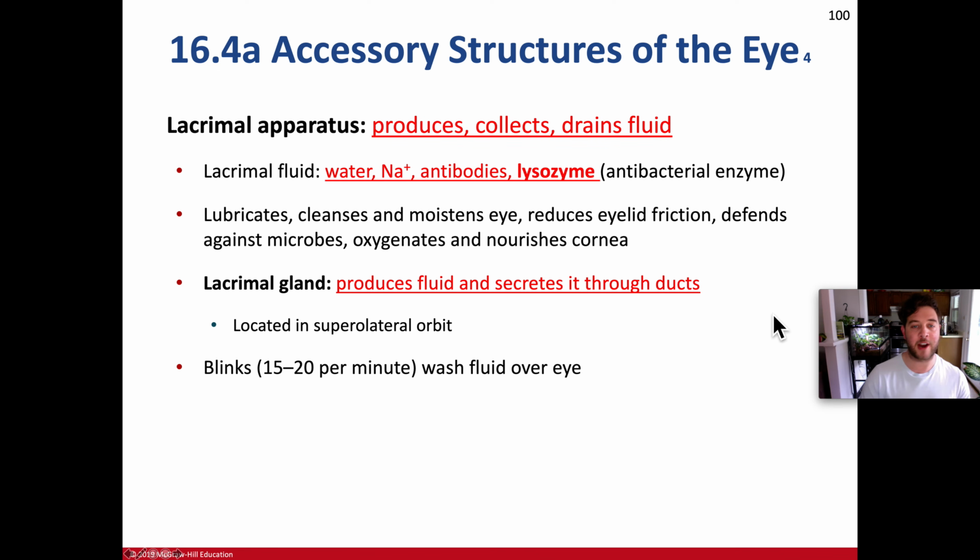Okay, lacrimal apparatus. It produces, collects, and drains fluid. Lacrimal fluid itself is mainly water, sodium, antibodies, and lysozymes, which is an antibacterial enzyme. Lacrimal fluid works to lubricate, cleanse, and moisten the eye. It reduces eyelid friction, so the palpebrae can blink easily. It defends against microbes, and oxygenates and nourishes the cornea. Your lacrimal gland produces fluid and secretes it through a duct system, located in the superolateral orbit. And our blink reflex: blinks wash fluid over the eye about 15-20 times per minute.